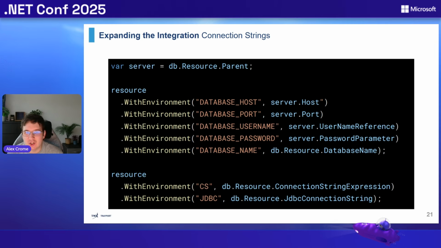So if we have connection strings, so we've got a database rather than endpoints, a lot of the resource types will expose properties for those various values. This example here is a Postgres database. We pass the server host, port, username, and password as parameters from the server, and the database name from the database. And depending on the resource type, there may be some more useful combination properties like the connection string expression, which will format all of these into a .NET style connection string, or the JDBC connection string, which will give you a JDBC connection string.